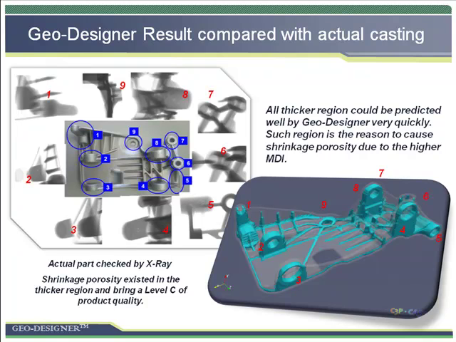The right one is the MDI result, predicted by Geo-Designer. Even if it is rough looking, you can find that all thicker regions could be predicted well by Geo-Designer. And the higher MDI value is the reason for causing shrinkage porosity in such regions.